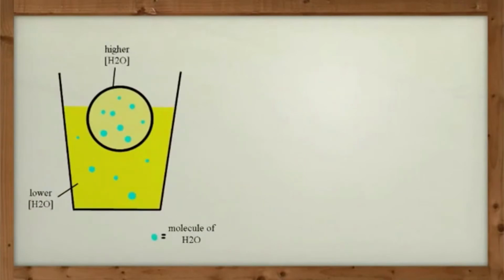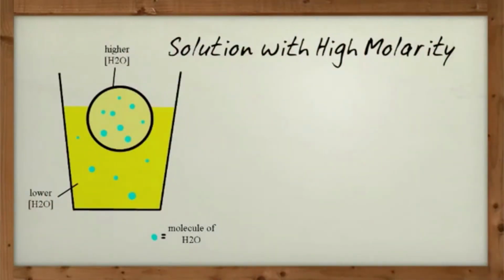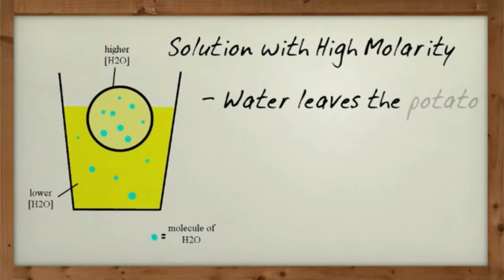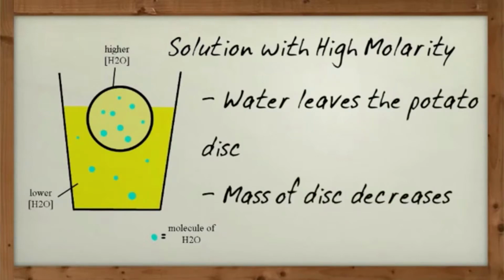A solution with a high molarity would have more sucrose and less water compared to the other solution. In this case, the concentration of water inside the potato is greater than the concentration of water inside the solution. This would cause the water to diffuse from the inside of the potato to the outside, decreasing the mass of the potato.